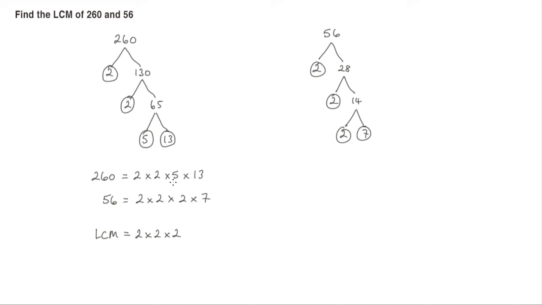Now the next number would be 5. 5 appears once here, doesn't appear here, but we still write it down, so we've got 5 here. Next number is 7, and 7 appears once, and 13 here, 13 appears once. That's all numbers taken care of, and when we multiply these numbers, we would get 3,640.